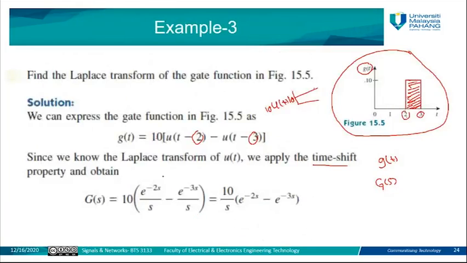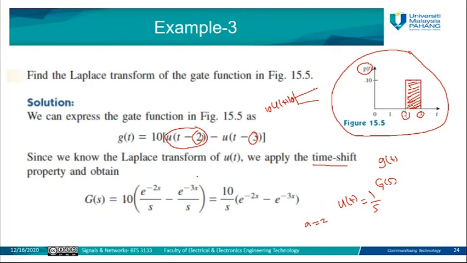So we can see here, we have the value 10 is constant, still there, 10. Then we have the first part. What is the Laplace for this part? u(t minus 2). We know the Laplace for u(t) is equal to 1 over s. But if we want u(t minus 2), that means it has a value of a equal to 2 shift in the time domain.